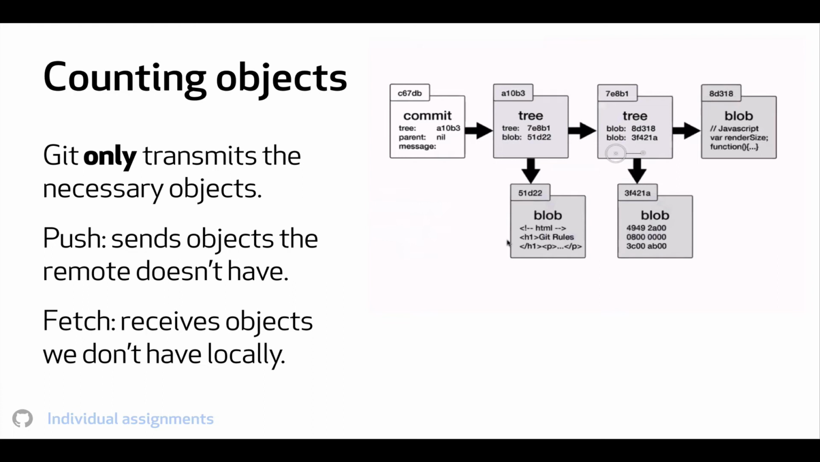So previously, we had 2 commits, and every commit pointed to a tree, and each tree pointed to a blob, in addition to its previous commit, which has a tree object, which also has a blob. Git transmits the necessary objects.